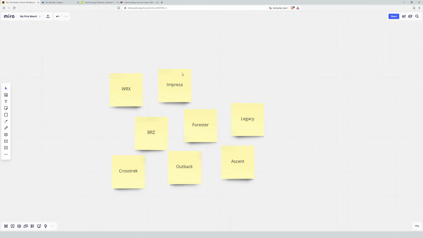But back to the card sort. Sometimes showing is much better than explaining or talking about, so I'm just going to start doing a card sort here.